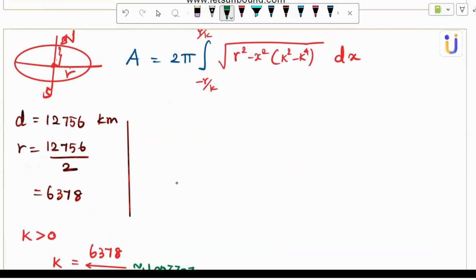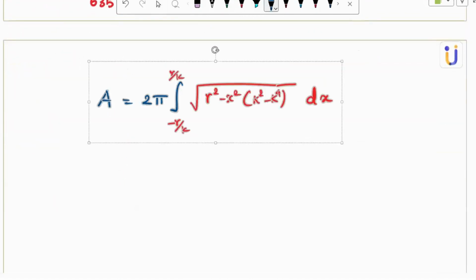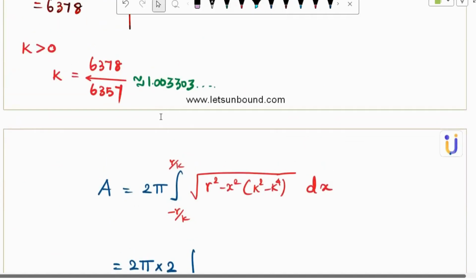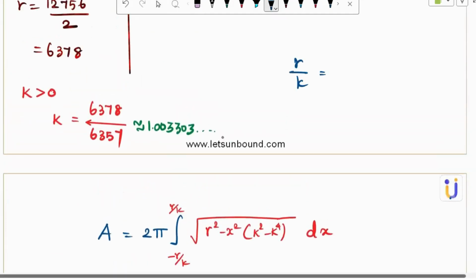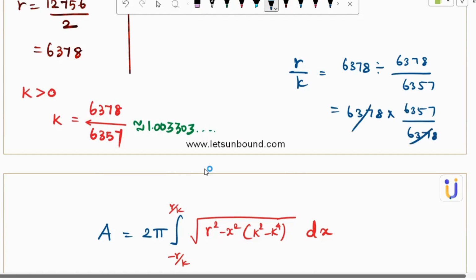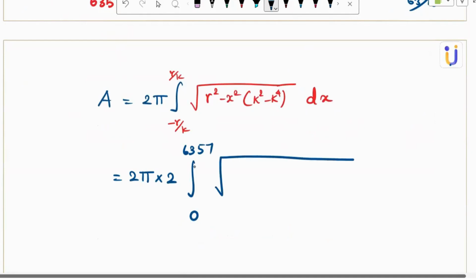Coming to this context, let's start substituting and integrating. That's simple. We will get the surface area of the earth. So 2 pi out. You can use this trick also: multiply by 2 and make it 0 to r by k. What is r over k? It's 6,378. Okay, r by k we didn't find. R over k is 6,378 divided by 6,357. So 6,378 times 6,357 by 6,378, this gets cancelled, and 6,357 is the bound we have. So 0 to 6,357.